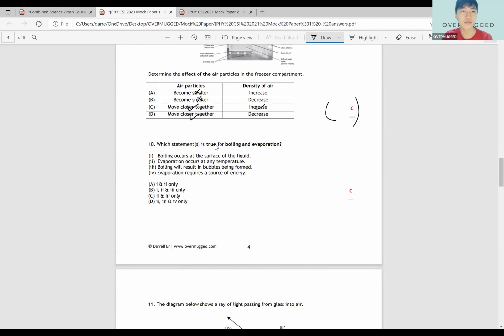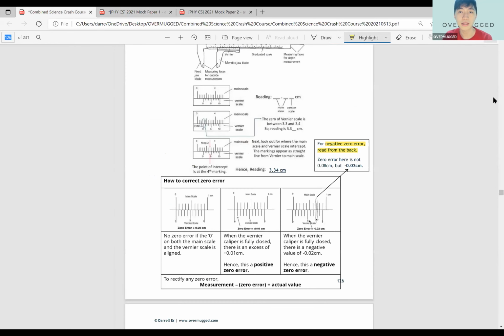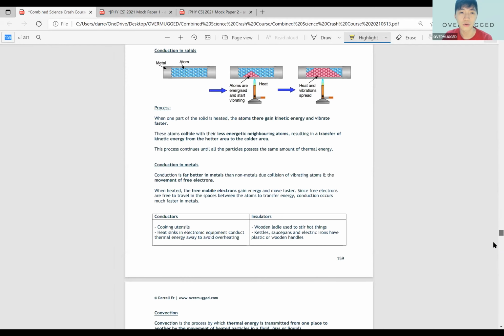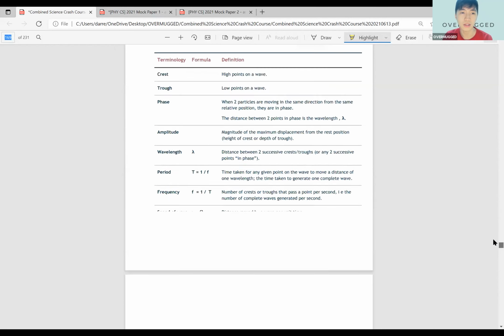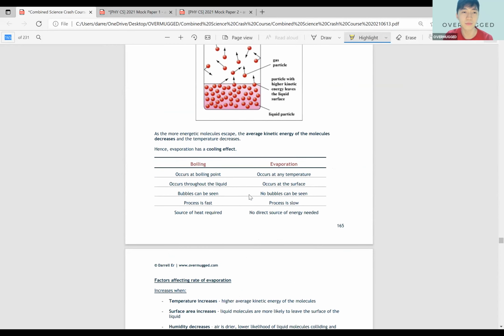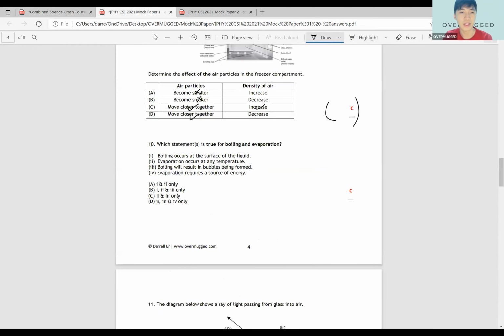Boiling and evaporation, you just need to know your stuff. So how many differences are we comparing between boiling and evaporation? Let me just bring out the notes because I'm a bit lazy to explain. But here you see this table. These are the key differences between boiling and evaporation. If you study this, then you go back to the question. Which one is true? This one and this one. This one is not true. Boiling occurs throughout the liquid. Evaporation doesn't need a source of energy.